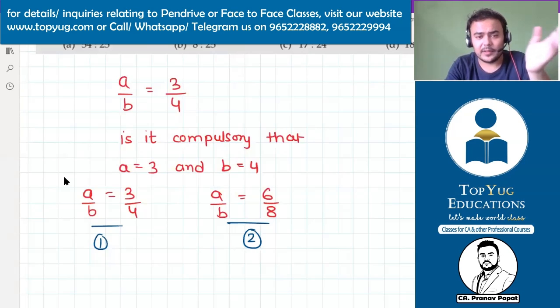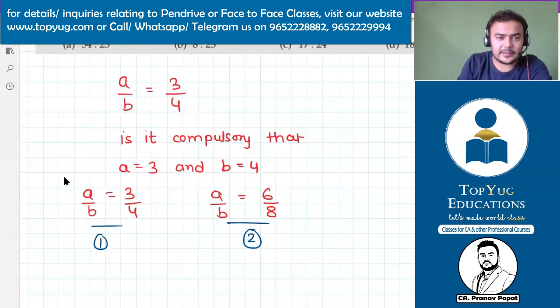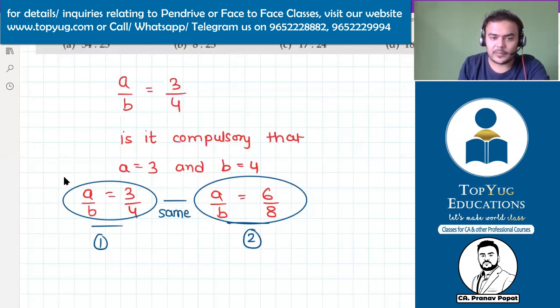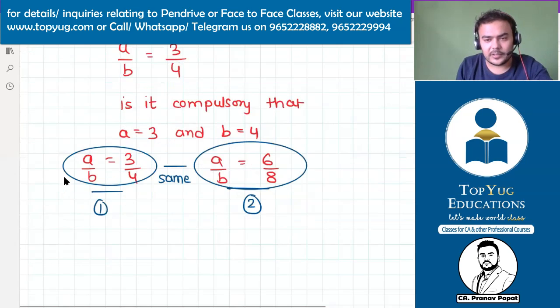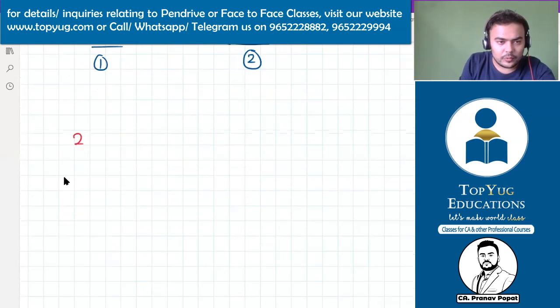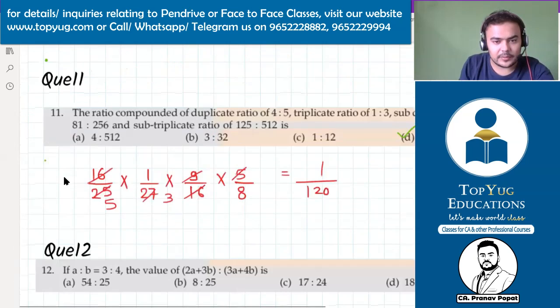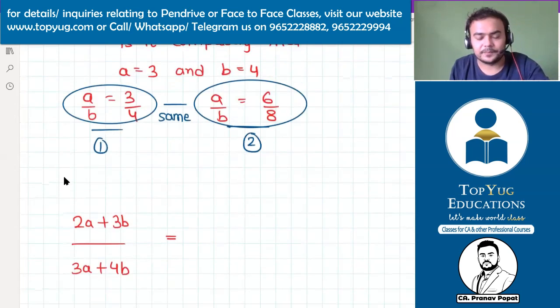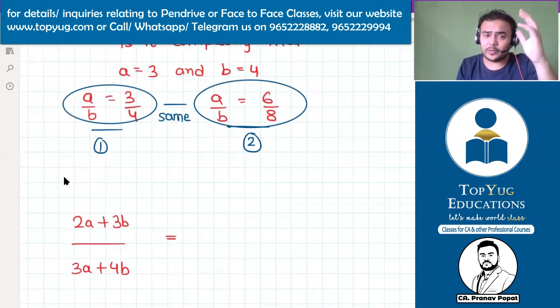Please, guys, reply. Is it okay for you if I write that A upon B is equal to 3 upon 4 or A upon B is equal to 6 by 8? Are both the things the same? Yes, same. Now, what is your term, 2A plus 3B ratio 3A plus 4B? Do it by both the ways.